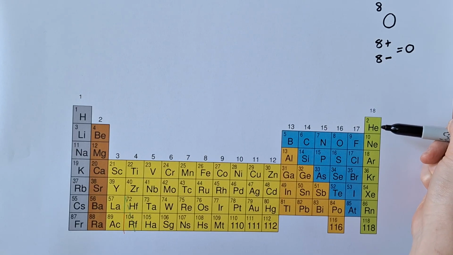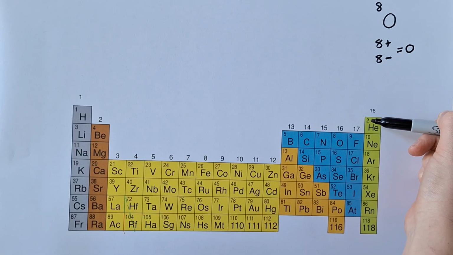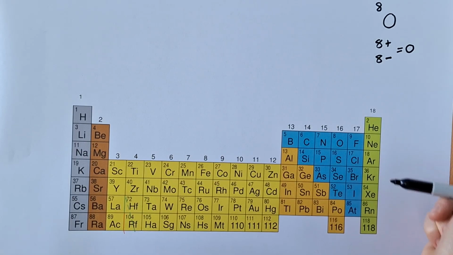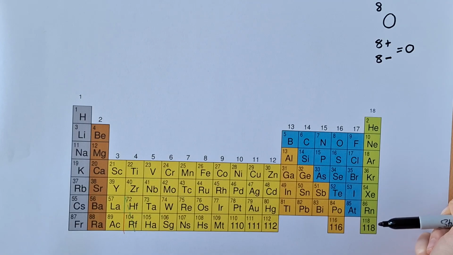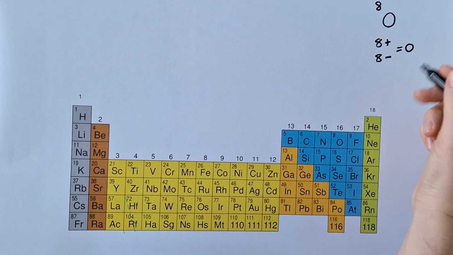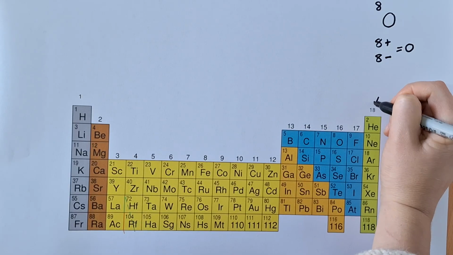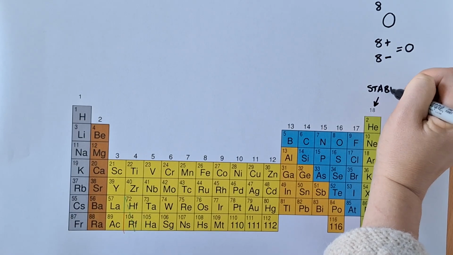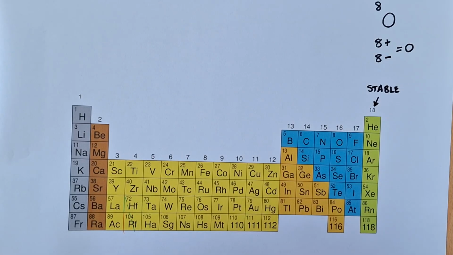Helium has 1 electron shell, and that 1 electron shell is full with its 2 electrons. All the other elements in group 18 have 8 electrons in their final shell, so they are already full. That means that all of the elements in this group here, group 18, are stable. They are unreactive. So if you put them with another element in a chemical reaction, nothing will happen.